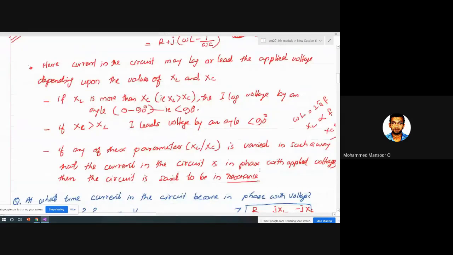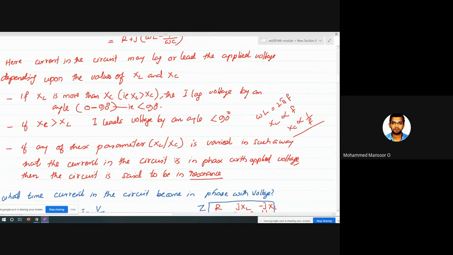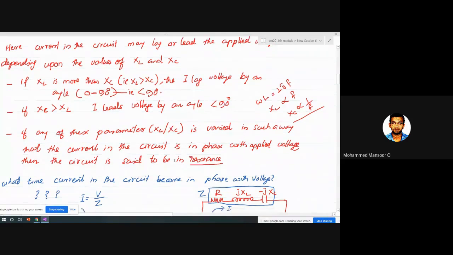Let's see that one. I have written it down. So look at this point. What is the condition for resonance? If any of these parameters, inductance or capacitance, is varied in such a way that the current in the circuit is in phase with the applied voltage, then the circuit is said to be in resonance. So what is the condition for resonance? XL is equal to XC.